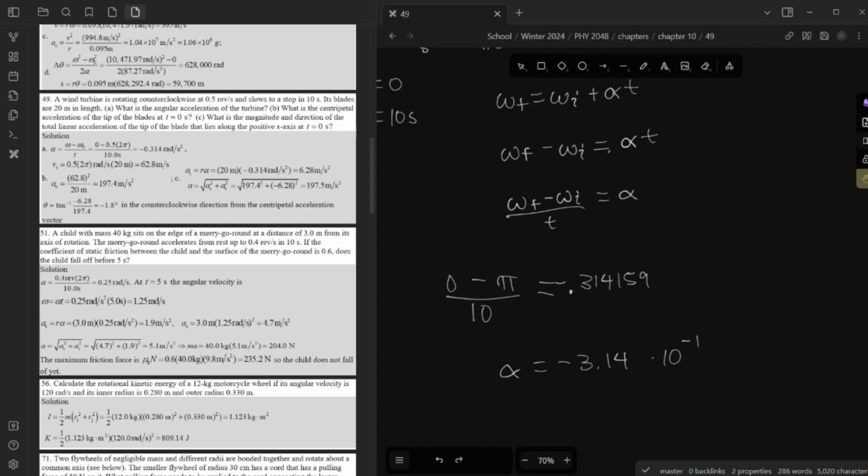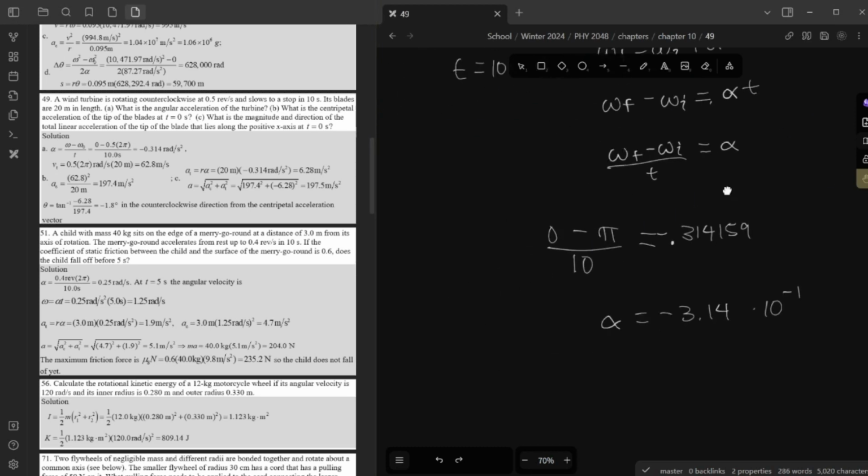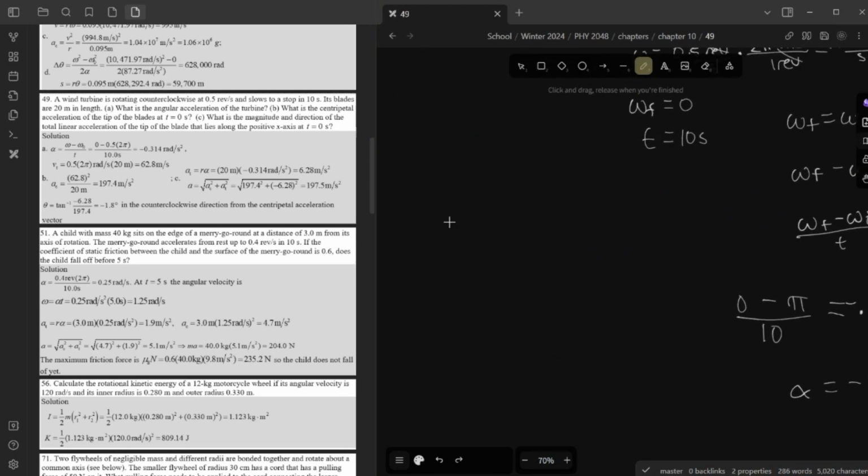You're completely free to change this and get the v and then put it in here, find it that way, but that's just more work, obviously, because we're already given omega anyway. So yeah, let's go ahead and use that equation. So find a sub c. That's what we want to do next.